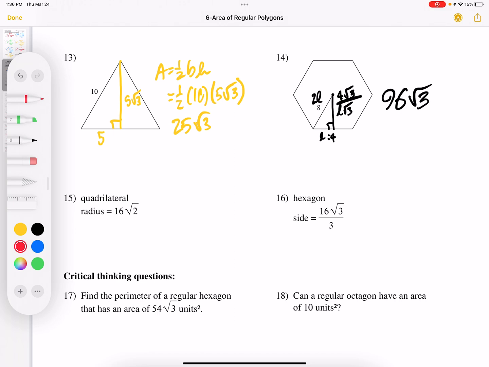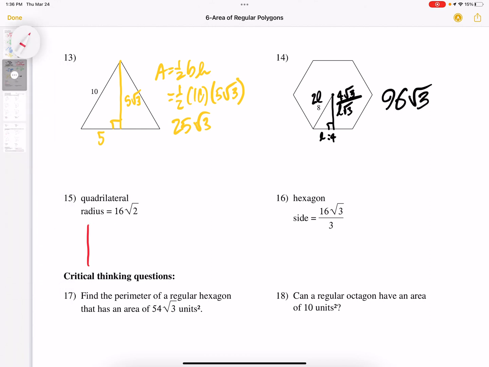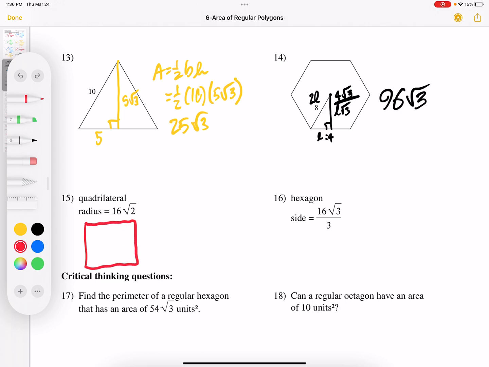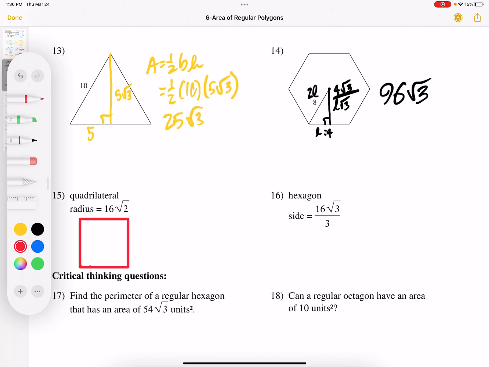A quadrilateral, which is just a square. All right, hang on, we can do this better. This is a square, and it has a radius of 16 square root 2. That means this part is 16. So that means each side is 32. So my area equals 1/2 times 16 times 32 times 4, which is equal to 1,024.